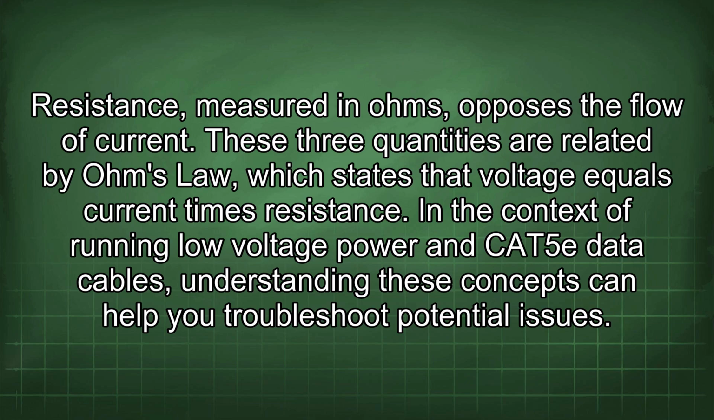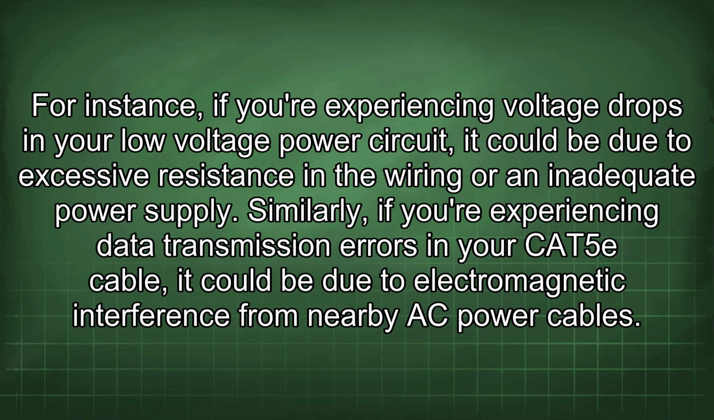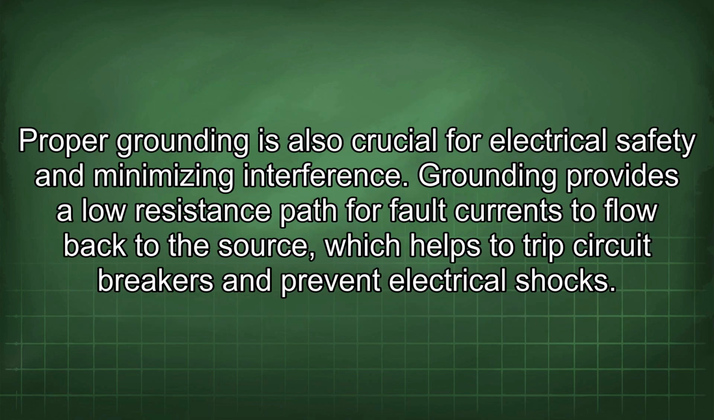In the context of running low voltage power and CAT5e data cables, understanding these concepts can help you troubleshoot potential issues. For instance, if you're experiencing voltage drops in your low voltage power circuit, it could be due to excessive resistance in the wiring or an inadequate power supply. Similarly, if you're experiencing data transmission errors in your CAT5e cable, it could be due to electromagnetic interference from nearby AC power cables. Proper grounding is also crucial for electrical safety and minimizing interference.